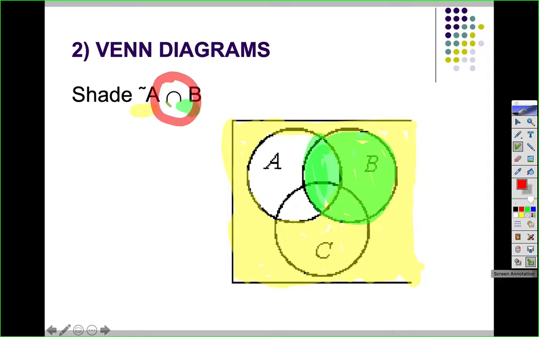This symbol is intersect, meaning overlap. So the only places that overlapped were the places with two colors, which would just be there. Everything else just had one color or no colors. So the red is the final answer.